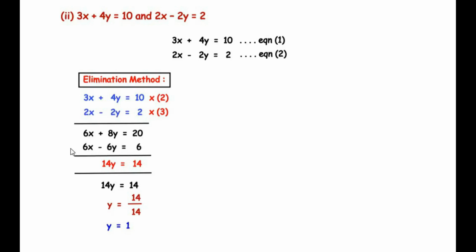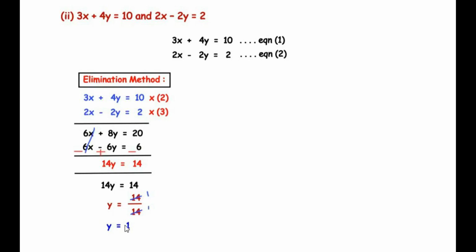Now let us change the signs of all the terms of the second equation. So plus 6x becomes minus 6x, minus 6y becomes plus 6y, and plus 6 becomes minus 6. Now adding these two equations, we see that 6x and minus 6x will add up to give us 0. So they both get cancelled. Now 8y plus 6y gives us 14y is equal to 20 minus 6 gives us 14. So here the equation we get is 14y is equal to 14. Now taking this 14 on the other side of the equal to sign, we get y is equal to 14 over 14. So 14 divides itself, that is 14 one times and 14 one times. So we get the value of y as 1.